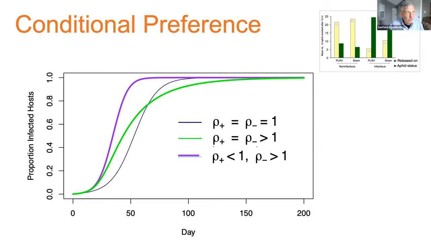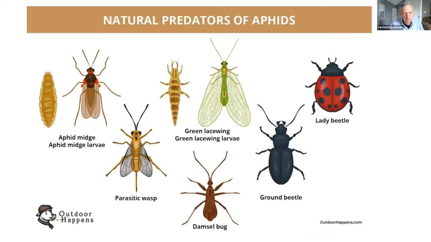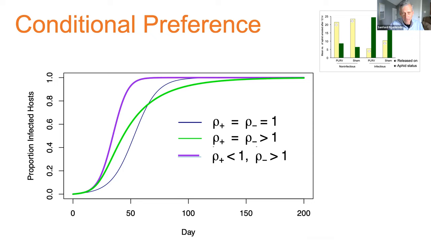This conditional preference was first documented by us probably 15 years ago, and now there are many systems in which this has been observed. So that's the end of the little vignette about aphids as transmitters of viruses. There's a lot of work on many frontiers now to understand how this happens, what the implications are, how this happens in the plant, how this happens in the aphid, and whether it makes sense in terms of being an evolved strategy of the virus and potentially co-evolved with the aphid for virus fitness.